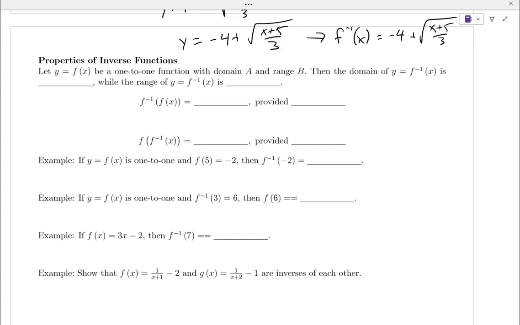What do you think about the range for the original? What do you think it becomes? The domain, exactly right. So if we have a domain of the set A for the original, the range is going to be A for the inverse. If you have a range of B for the original, then the domain becomes B for the inverse. Let's go back up to the previous example and see what we mean here.